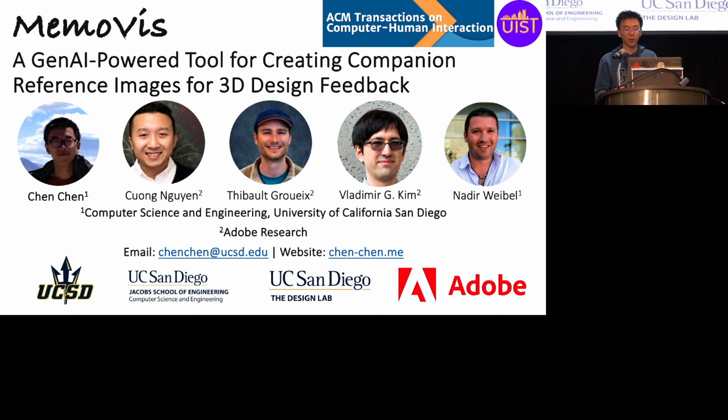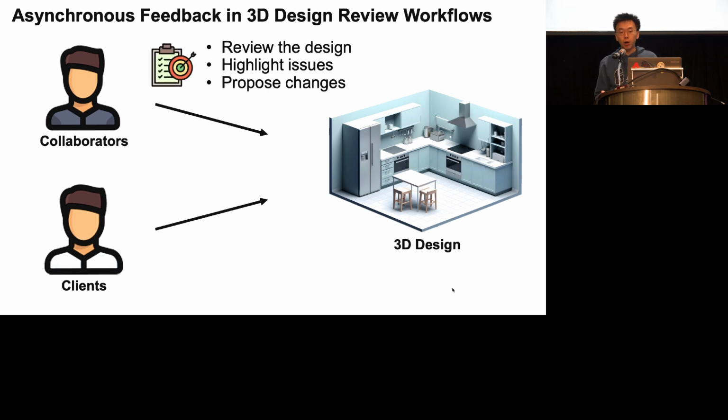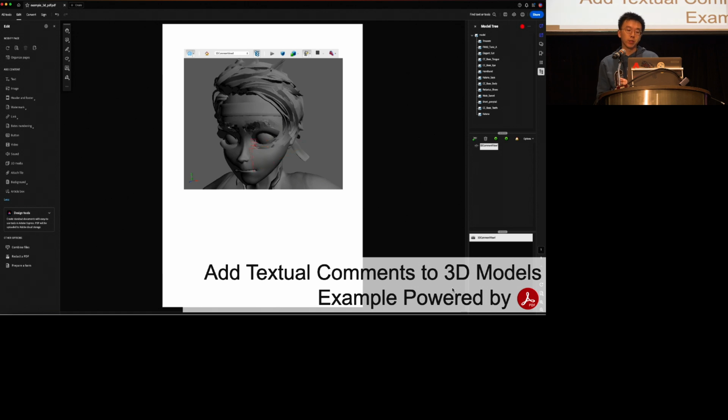So let's continue. This work was completed when I interned at Adobe Research last year and has been published at ACM TOCHI. To begin with, providing asynchronous feedback is crucial in the 3D design review workflow. It allows all stakeholders, such as collaborators and clients, to review the design, highlight issues, and propose changes. Many software applications, such as Adobe Acrobat, allow feedback providers to anchor textual comments to specific views.